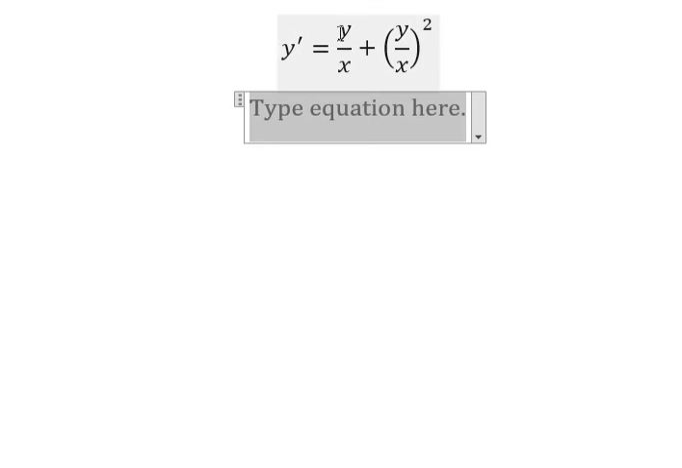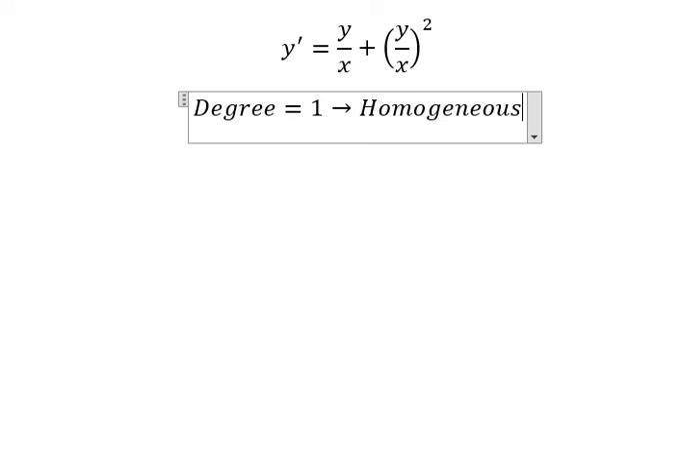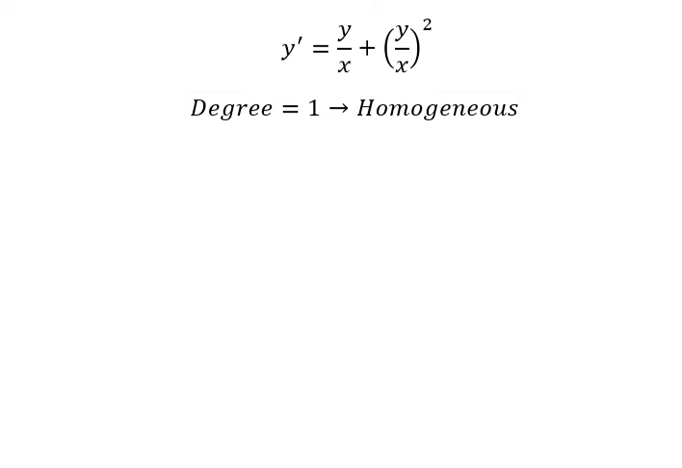We have y over x. They are degree number 1. So this is about homogeneous. So I will put y equal to vx. After that, we do the first derivative for both sides.